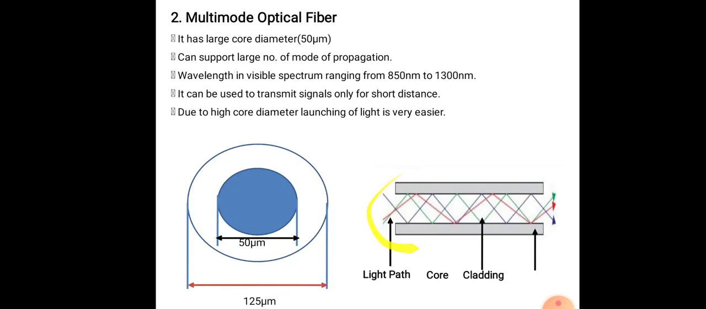The wavelength in the visible spectrum ranges from 850 nanometer to 1300 nanometer. This type of fiber is used to transmit the signal only for short distances. But in this type of fiber, due to the high core diameter, the launching of the light is very easy. So this is about the multimode optical fiber.